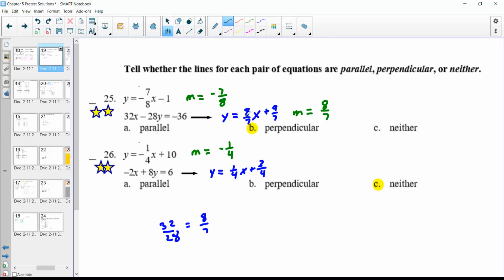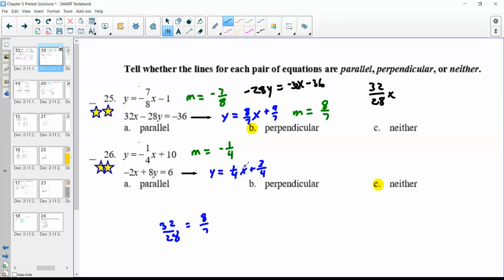All right, so let me just write out the step in between. I would subtract 32x on each side, and so I'd have -28y is equal to -32x minus 36. Okay, subtracted 32x on each side. And then I would divide to get y by itself. The last step would be to divide negative 28 on both sides. So this would be a negative divided by negative, which would be a positive. Okay, so 4 goes into 32 8 times and 28 7 times.